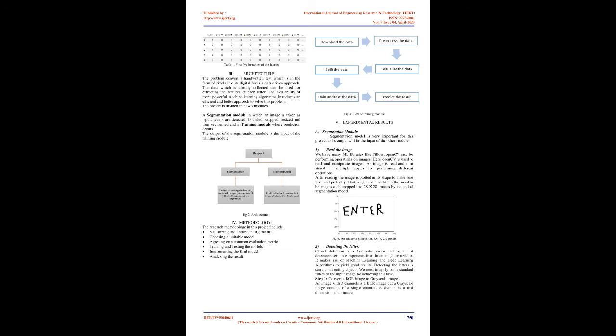An image is read and then stored in multiple copies for performing different operations. After reading, the image is plotted in its shape to make sure it is read perfectly. The image contains letters that need to be cropped into 28x28 images by the end of the segmentation model. Fig 4. An image of dimensions 351x232 pixels.